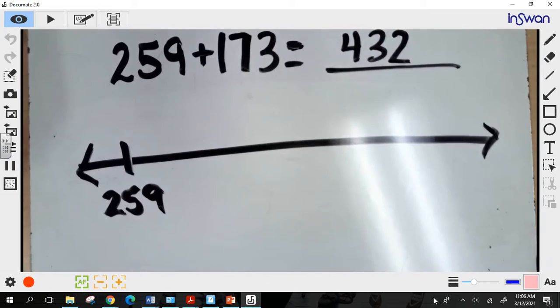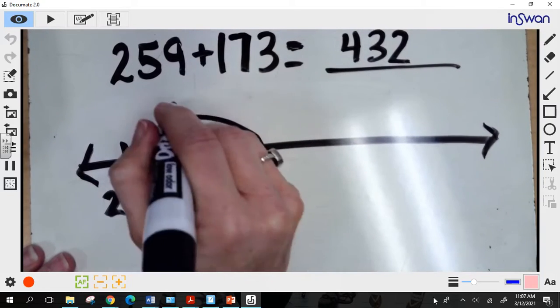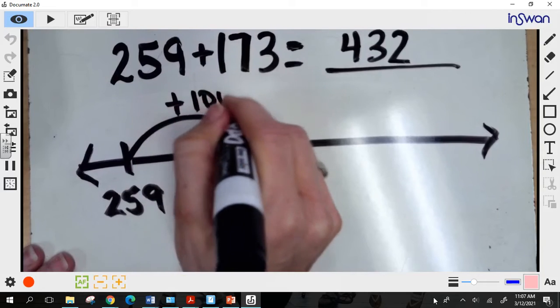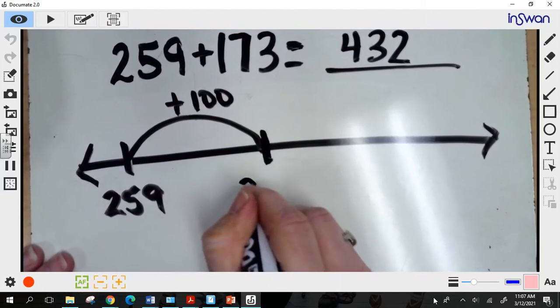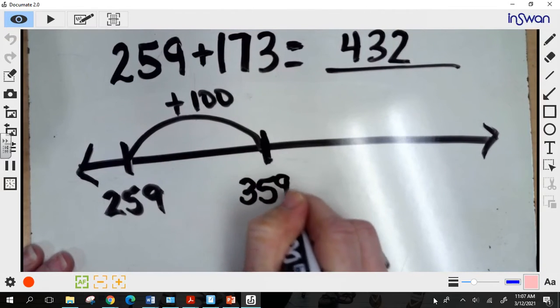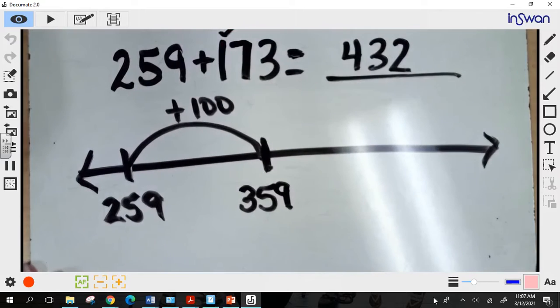I'm adding 173. Well, I can add that in parts. I'm just going to go ahead and add my 100. It's pretty easy, isn't it? 100 added to this would mean I'm at 359. Well, I've added 100. I'm going to check that part off.